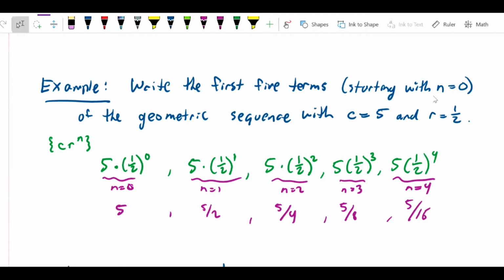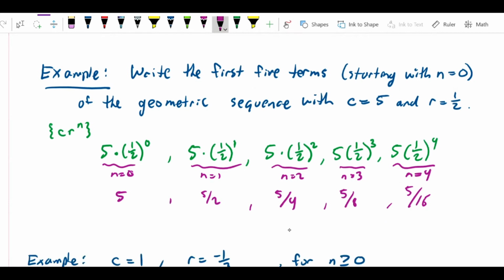You can see why 1 half is called the common ratio, because if the common ratio is 1 half, each term is 1 half the previous term. 5 halves is half of 5, 5 fourths is half of 5 halves, 5 eighths is half of 5 fourths, etc.